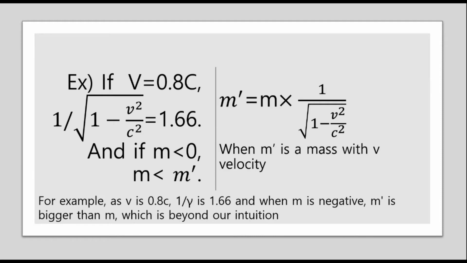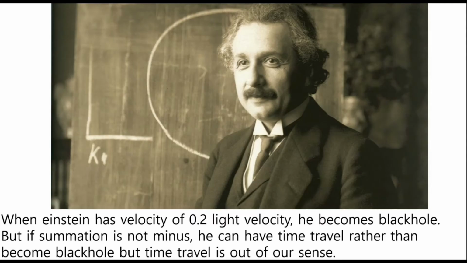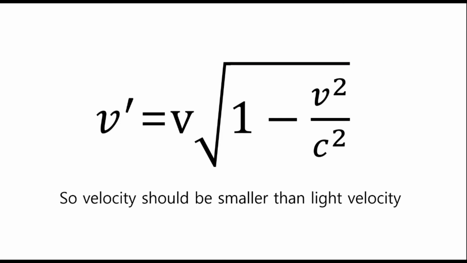For example, as v is 0.8c, 1/gamma is 0.6, and when m is negative, m prime is bigger than m, which is beyond our intuition. When Einstein has a velocity of 0.2 of the light velocity, he becomes a black hole. But if the summation is not negative, he can have time travel and then become a black hole, but time travel is out of our sense. So velocity should be smaller than light velocity.